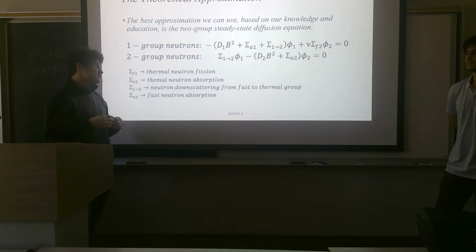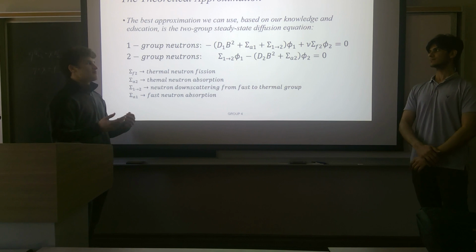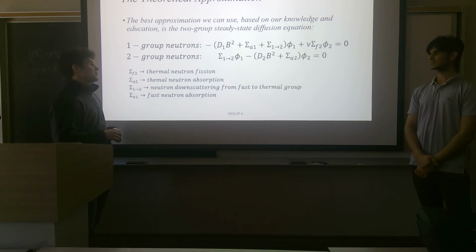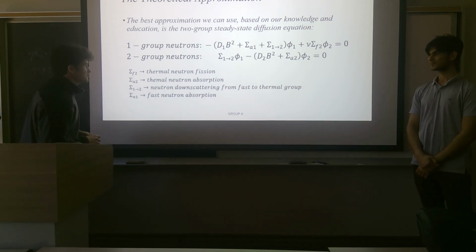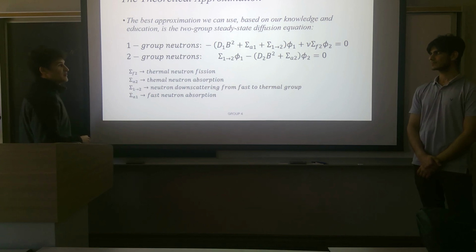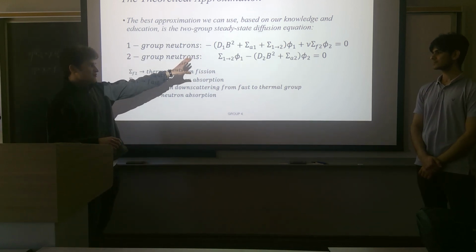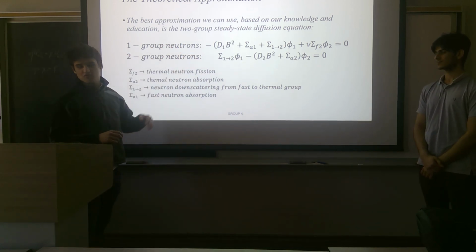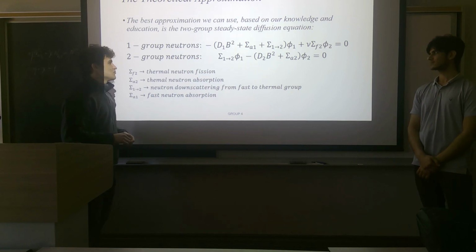So the theoretical approximation we're going to use, the one that we have with our knowledge, is the two-group diffusion equation. So it's very simple. There are many more reaction rates that could be included here, but we're not including all of them. So we're going to have to work with what we have.